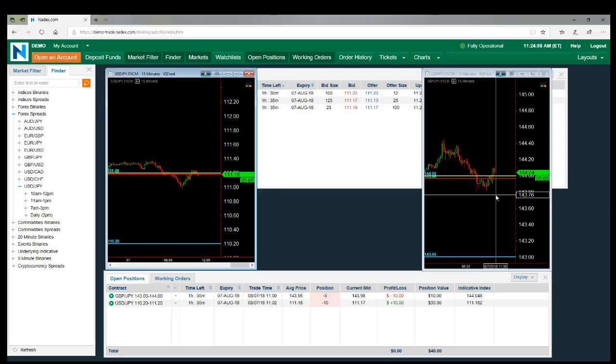Now, if you believe that the British pound yen will be going against you, you could always exit the position. You would save $5 to $10 right now. Your position value is always indicating to you what your position is valued at that moment of time.